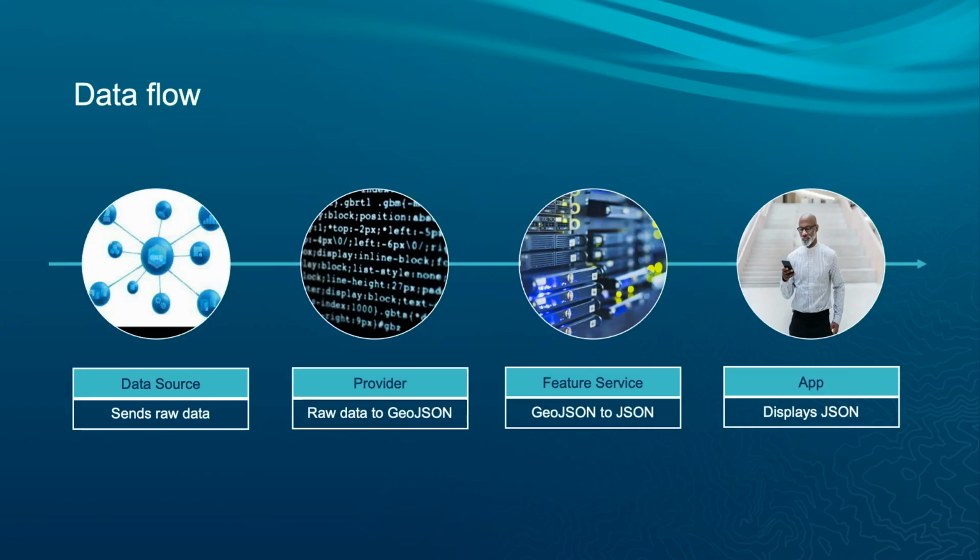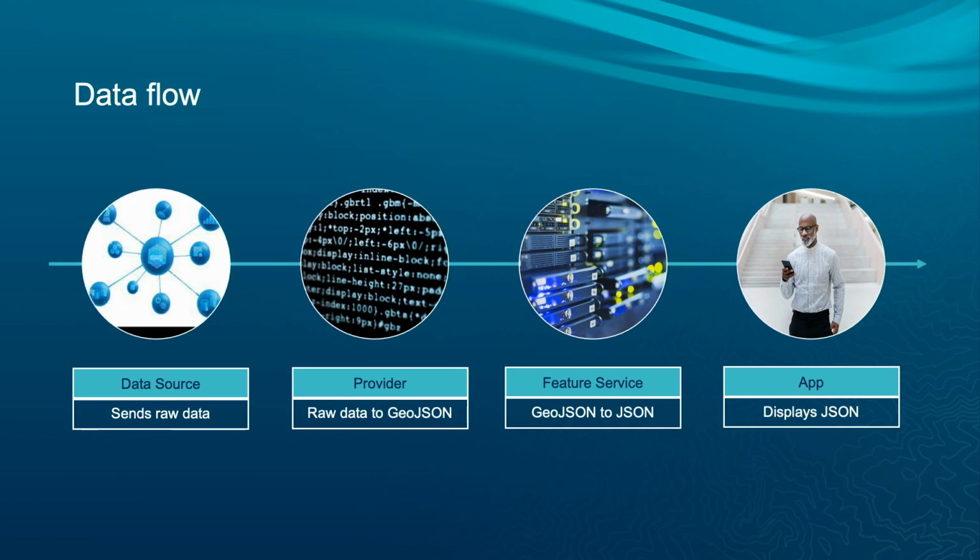Getting under the hood a little bit, you can think about how the data flows. It's a little bit small, but this flow of data is going from left to right. It's not bidirectional. So the data source will send that raw data. The custom data provider will be able to translate that into GeoJSON. And that's the part where the developer aspect of this comes in.